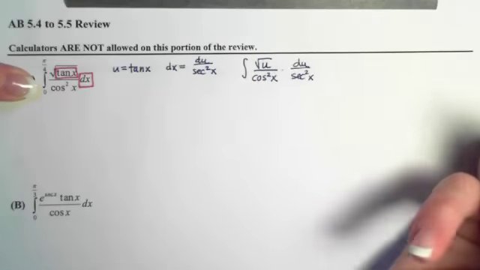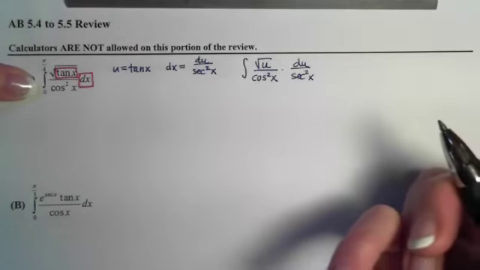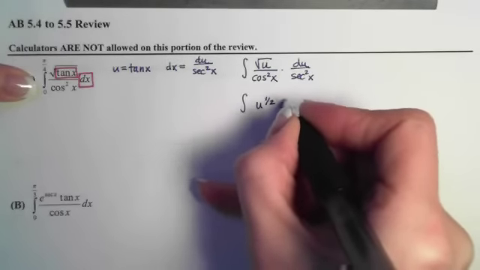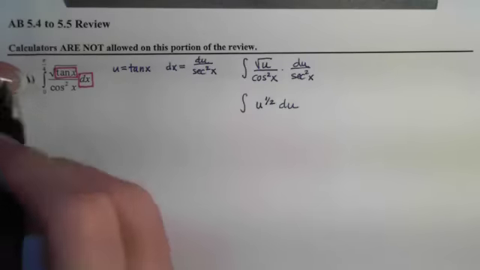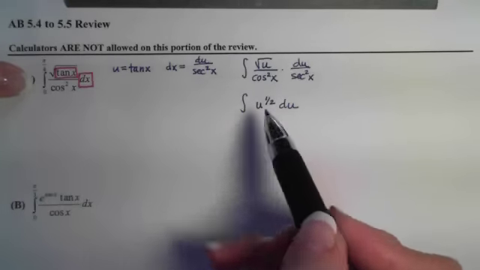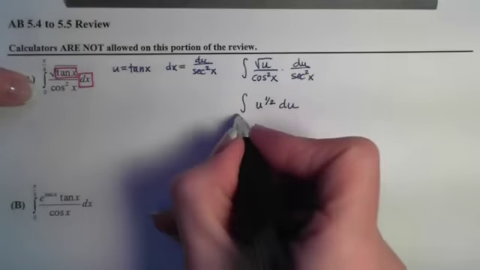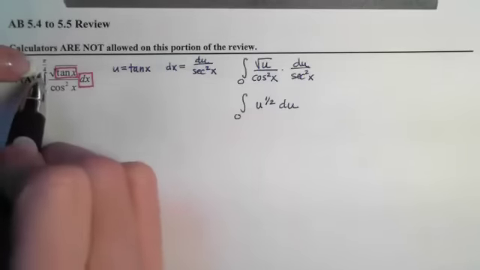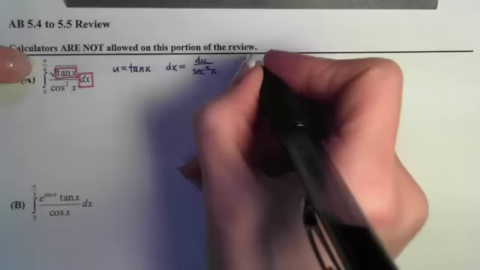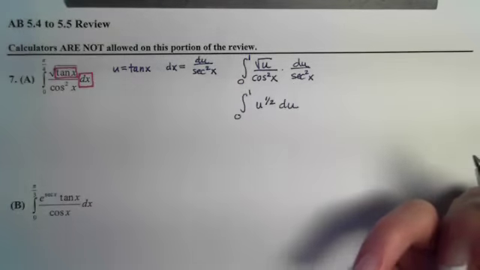Well, cosine and secant are inverses of each other, so when I multiply them together, they are just going to give me 1. So I will be left with a u to the 1/2 times a du. Now, because we have a definite integral, we also need to think about what the limits are going to be in the u setting. So if I plug 0 into tangent, I get the tangent of 0, which is 0. And if I have pi over 4 as my upper limit, I plug pi over 4 in here, and I get the tangent of pi over 4, which is 1. So my upper is 1.